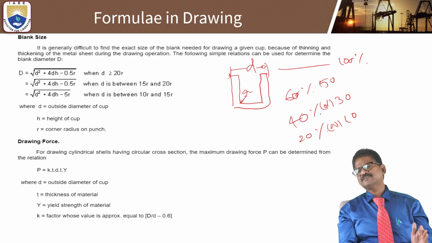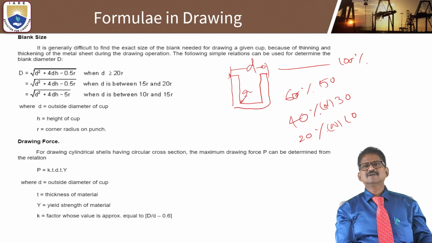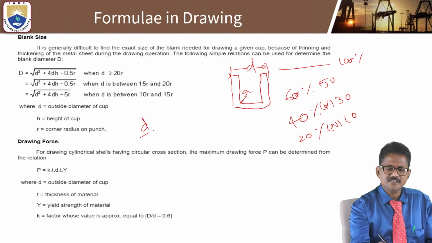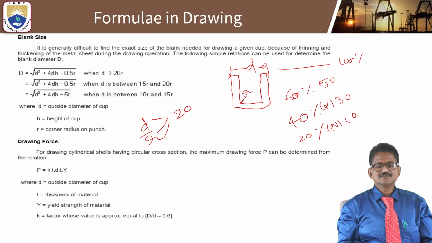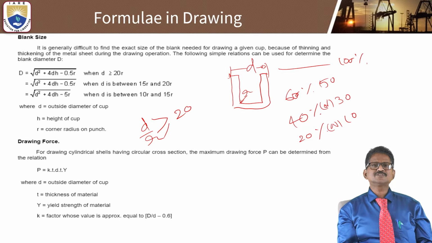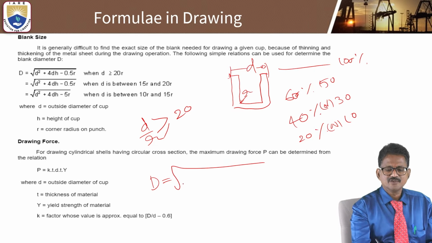That is why you always need to check which formula is to be used for the draw ratio. That is called the D by d ratio. If the D by d ratio is greater than 20, we are supposed to use the blank diameter formula: capital D is equal to the root of small d squared plus 4dh minus 0.5r.